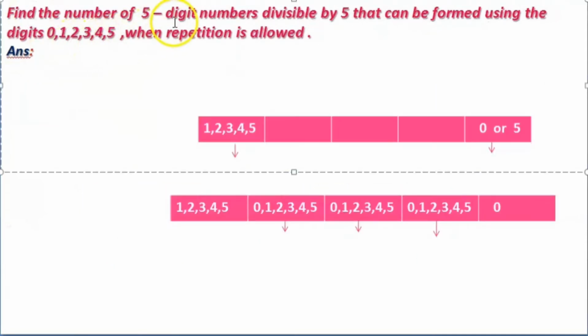Find the number of 5-digit numbers divisible by 5 that can be formed using the digits 0, 1, 2, 3, 4, 5 when repetition is allowed. Look into the numbers carefully. What's given is 0, 1, 2, 3, 4, 5.